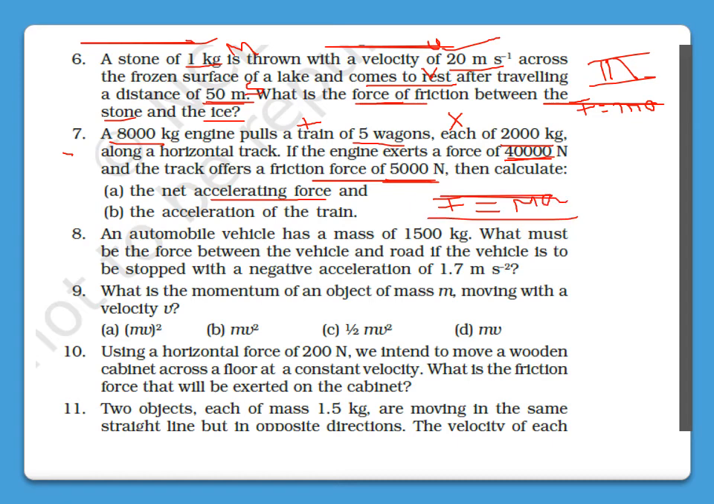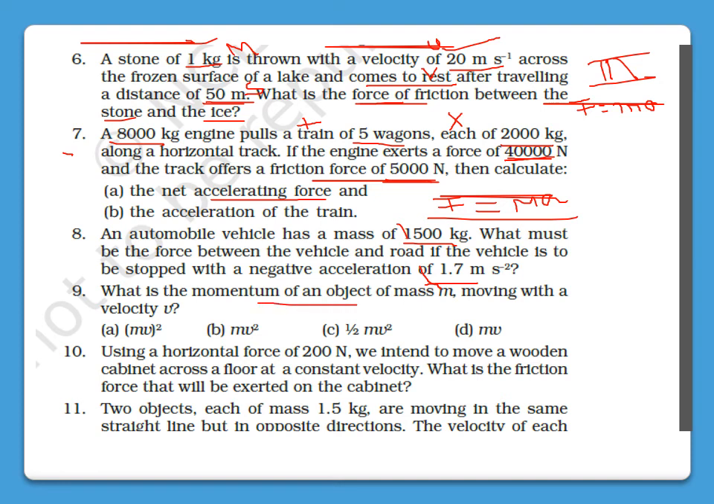Chalo. Eighth question, an automobile vehicle has a mass 1500 kg. What must be the force between the vehicle and road if the vehicle is to be stopped with a negative acceleration of 1.7 meter per second square? Here you have mass, you have acceleration, and you have to find out F. Very simple, just use the formula F is equal to ma and you will get the answer.